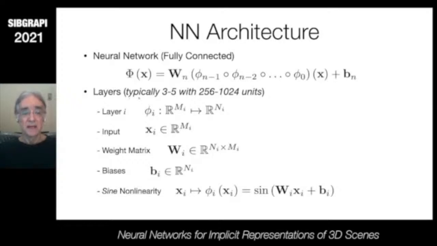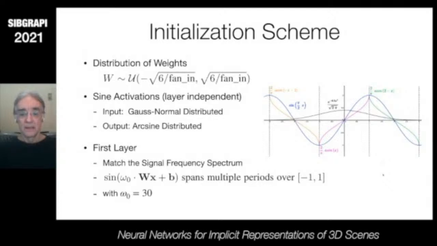So typically, a Siren network has 3 to 5 layers, each with 256 to 1,024 units or neurons. Now it's important to discuss important theoretical aspects of the Siren network that make it learn fast and in a stable way, which is the initialization.